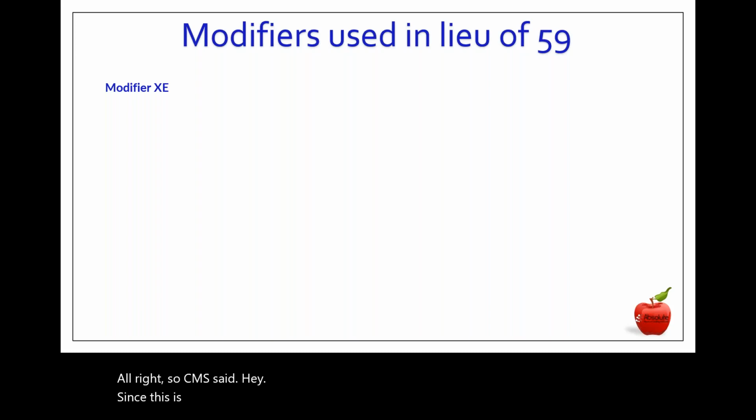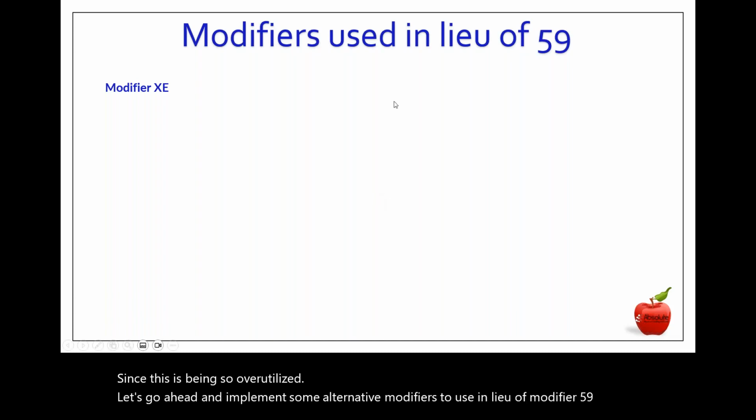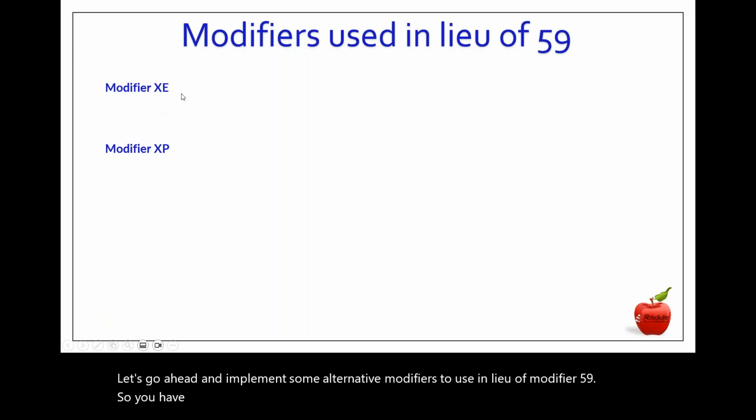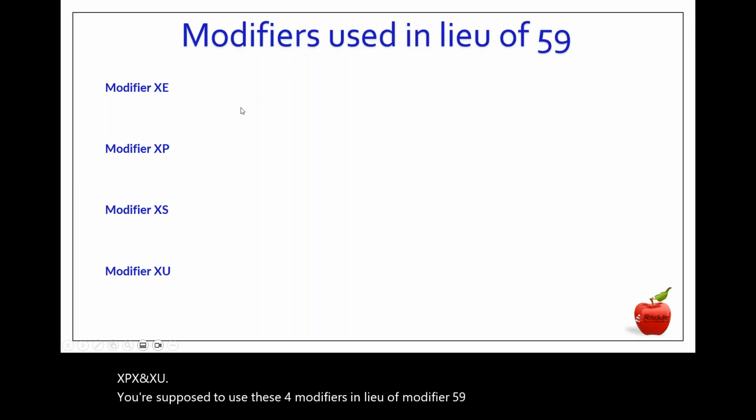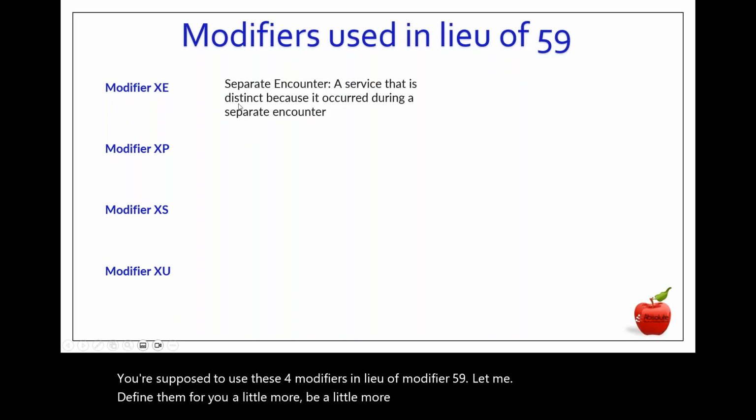So CMS said, since this is being so overutilized, let's implement some alternative modifiers to use in lieu of modifier 59. So you have modifier XE, XP, XS, and XU. You're supposed to use these four modifiers in lieu of modifier 59. Let me define them for you, be a little more specific.